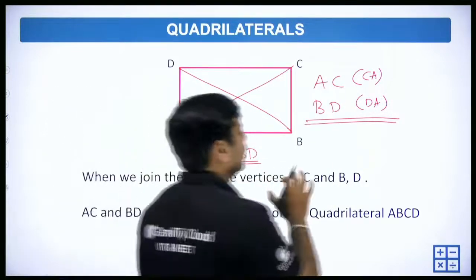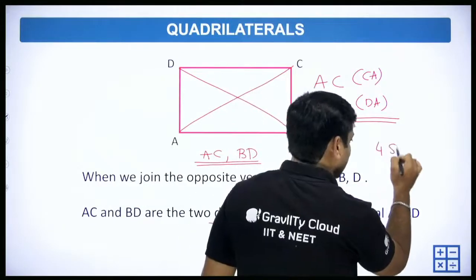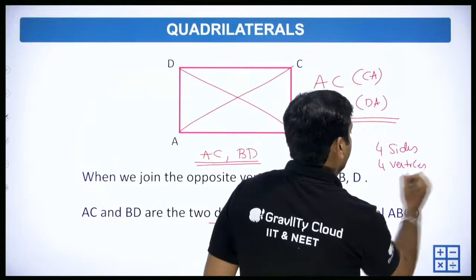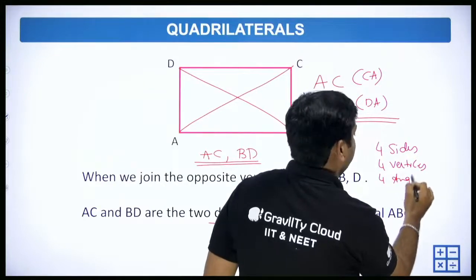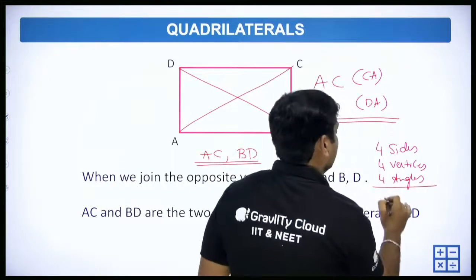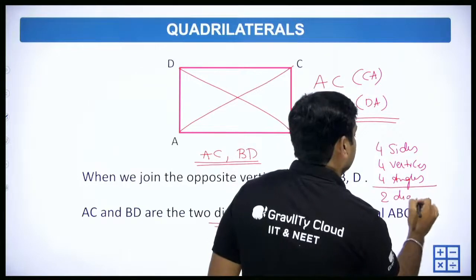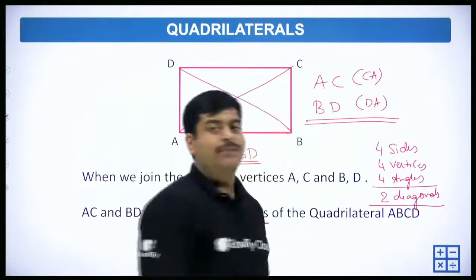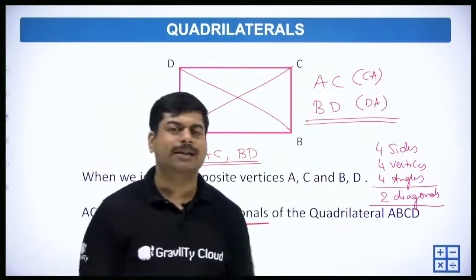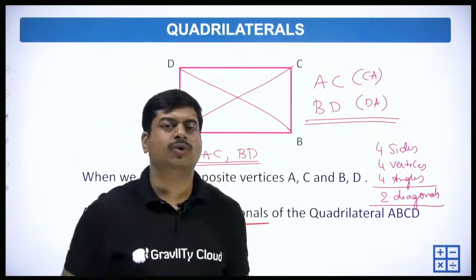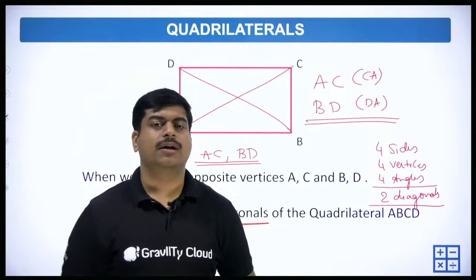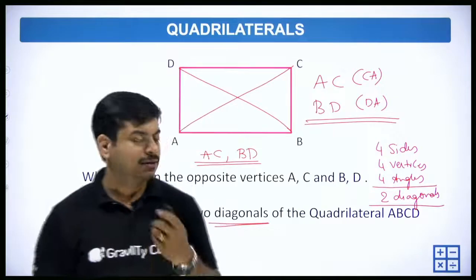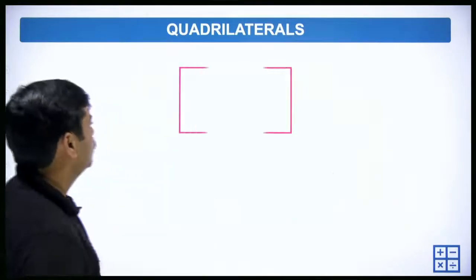So in a quadrilateral, we said 4 sides, 4 vertices, 4 angles, but not 4 diagonals, we only have 2 diagonals. And again, based on the properties the diagonals exhibit, whether they are equal or not, whether they bisect, which means they divide each other into 2 equal parts, based on that also we define a lot of quadrilaterals. Okay, let's try to understand more about this one.